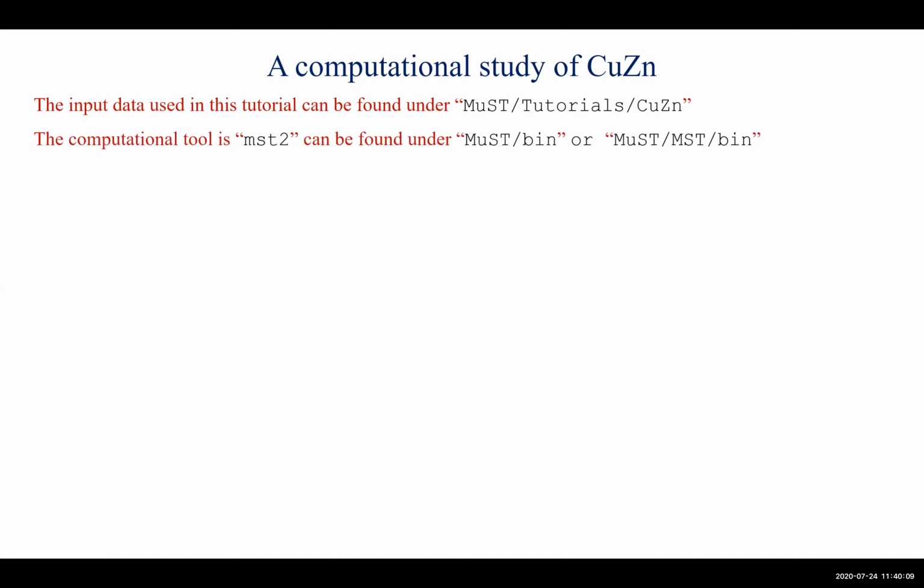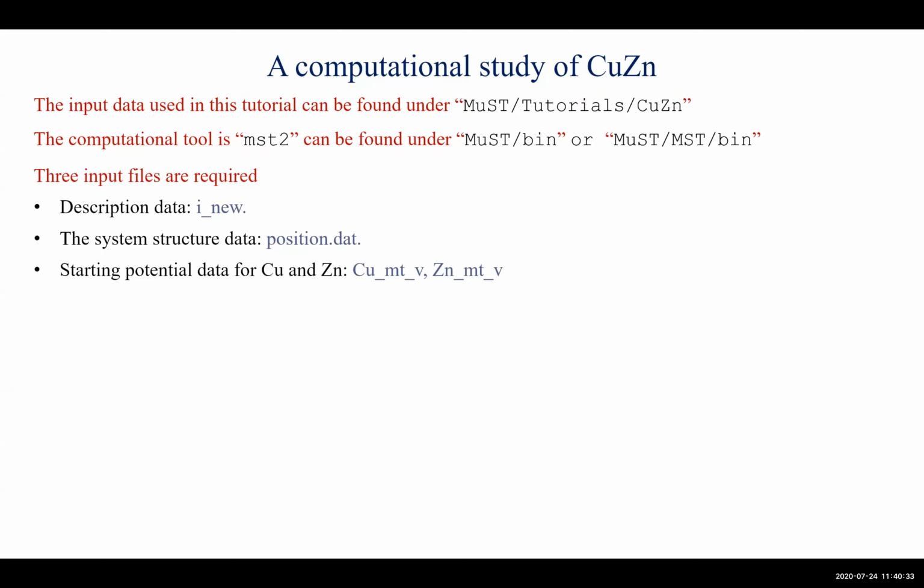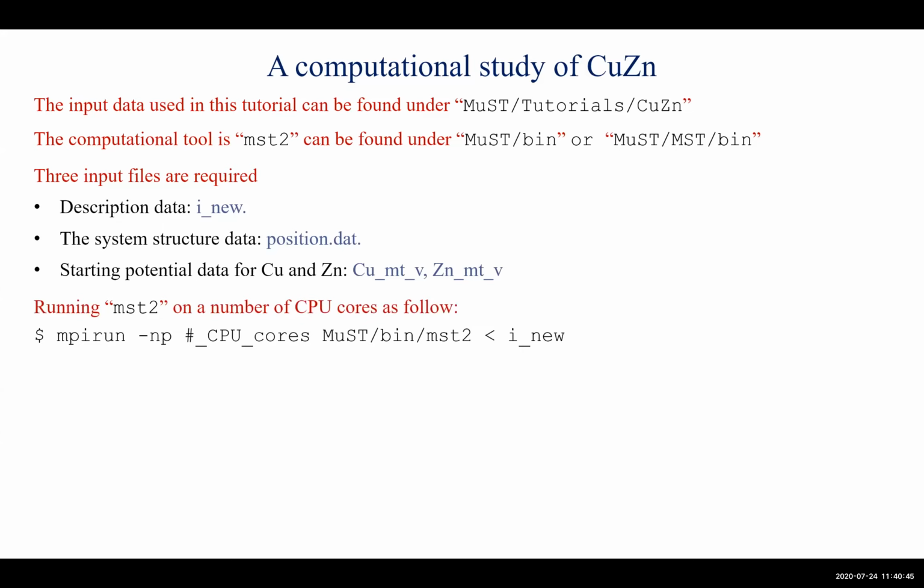The code we're going to run is called MST2. This single command can run either KKR, which is applied to ordered structures, or KKR-CPA, designed to study random structures, or LSMS, designed to study large unit cells because of its scaling properties. It takes three different types of input data: a description file, a position file that gives the structure of the material, and the starting potential defined for copper and zinc.